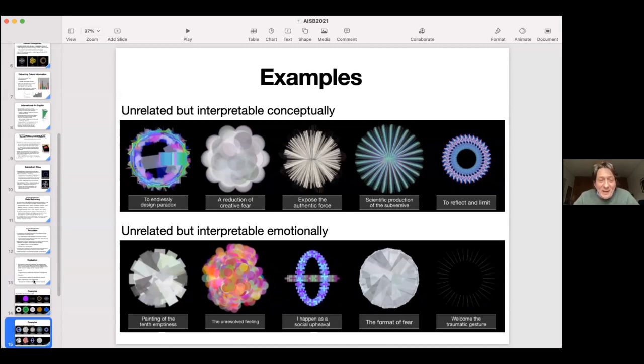So my favorite there is Painting of the 10th Emptiness. Painting of Emptiness is quite emotional anyway, but the idea that there are 10 of these really adds to the weight there. And you've got the format of fear and the unresolved feeling.